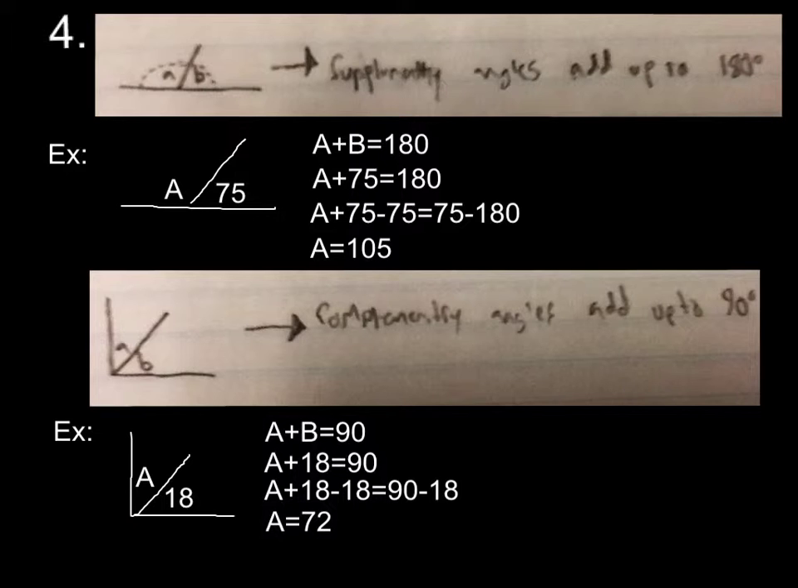Part B, complementary angles add up to 90 degrees. For example, A plus B equals 90. A plus 18 equals 90. A plus 18 subtract 18 equals 90 subtract 18. A equals 72.